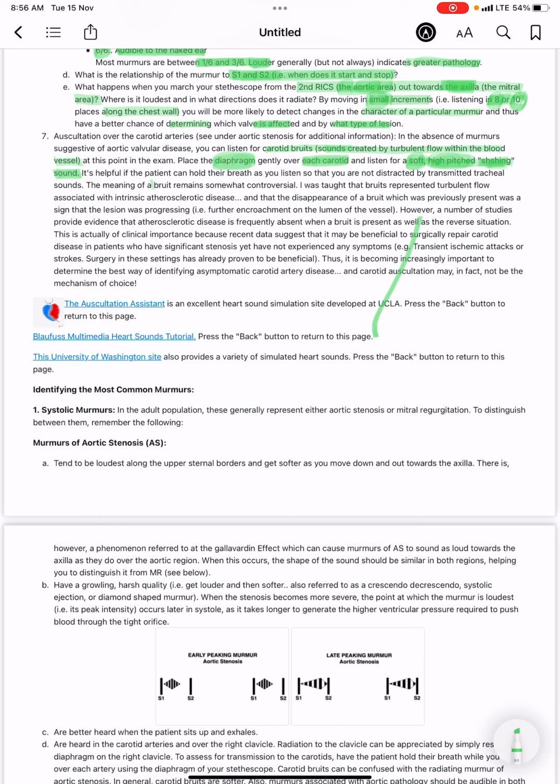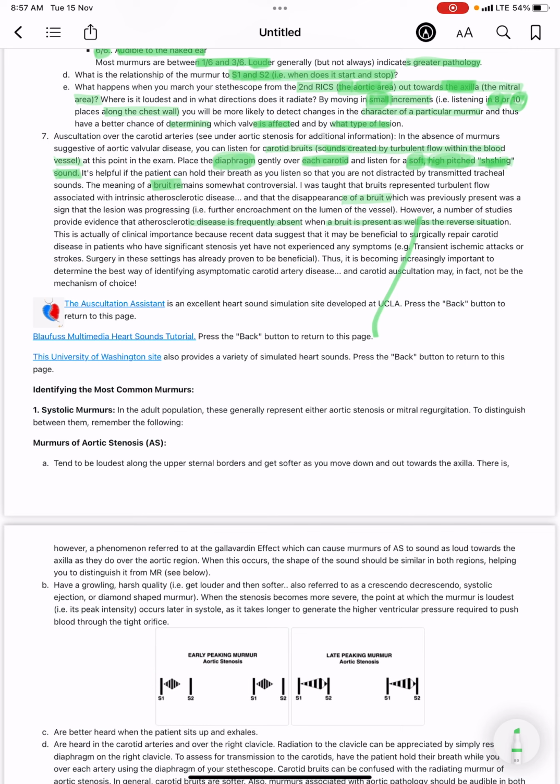The meaning of a bruit remains somewhat controversial. I was taught that bruits represented turbulent flow associated with intrinsic atherosclerotic disease, and that the disappearance of a bruit which was previously present was a sign that the lesion was progressing. However, a number of studies provide evidence that atherosclerotic disease is frequently absent when a bruit is present, as well as the reverse situation.